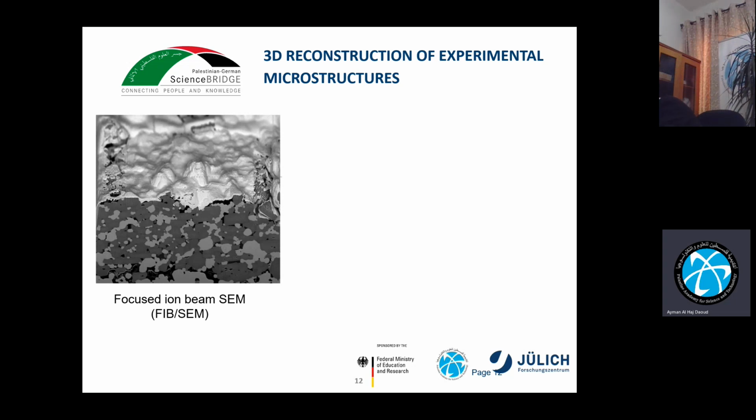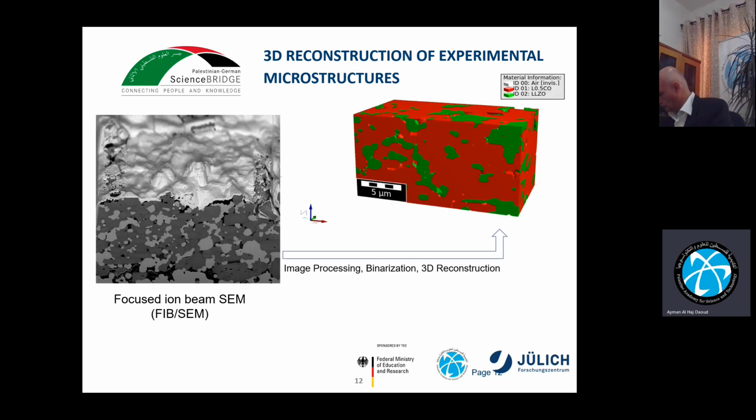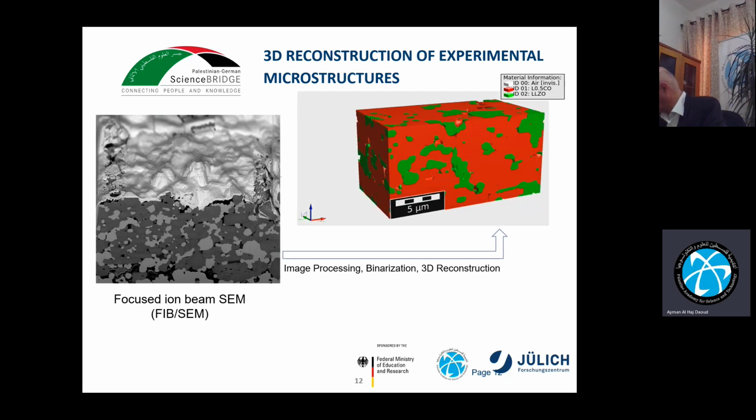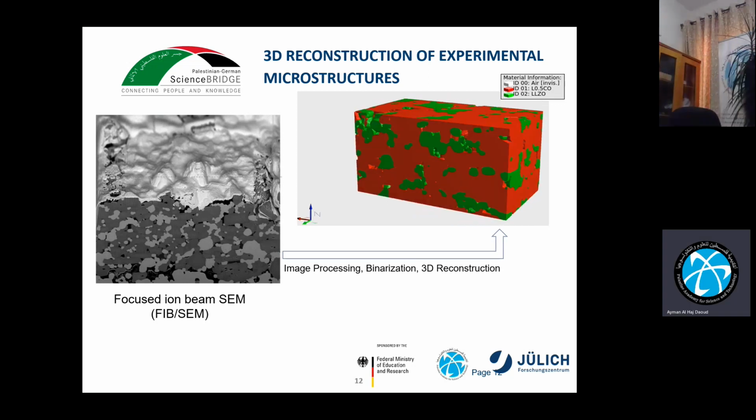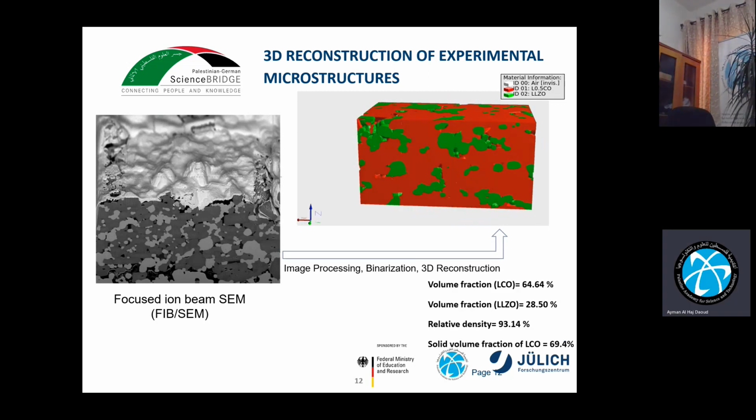First, we took FIB, focused ion beam, SEM images of the experimental microstructure. Then we imported them to the software called Gillon. So after image processing, binarization, and a 3D reconstruction, this is the structure we have of the experimental microstructure. It's just computer design. So we characterize it, and we have the volume fraction values of LCO, LLZO, the relative density, which is another way to represent the porosity in the system, and the solid volume fraction of LCO.